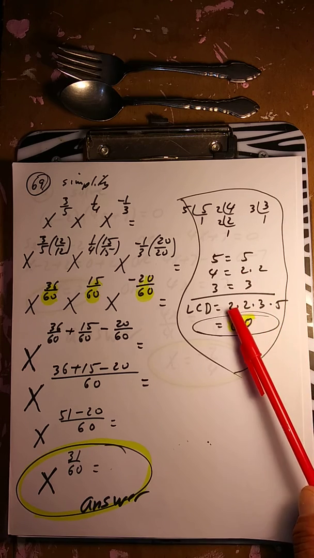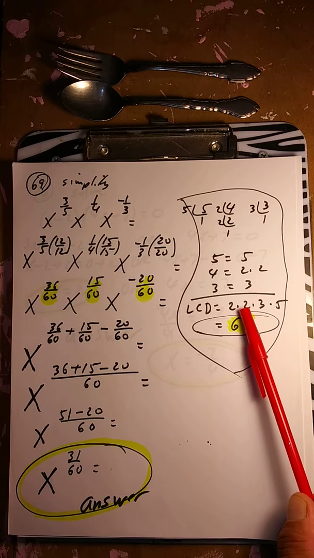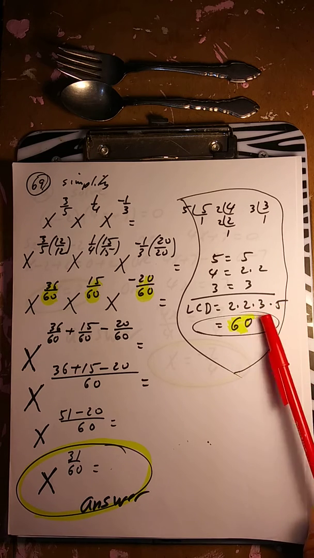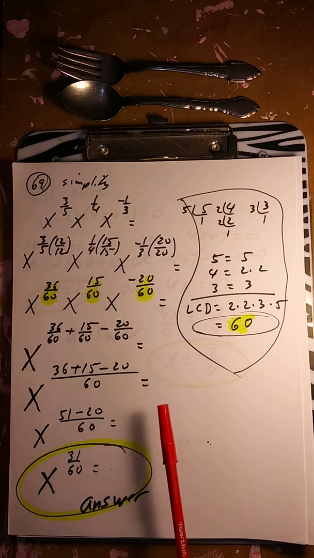So we have the most. Let's see. We have 2, 2, and a 3 and a 5. 2, 2, 3, 5. So we have 2 times 2 is 4, times 3 is 12, times 5 is 60. So 60 is what we need. All these fractions have to have 60 as a denominator.